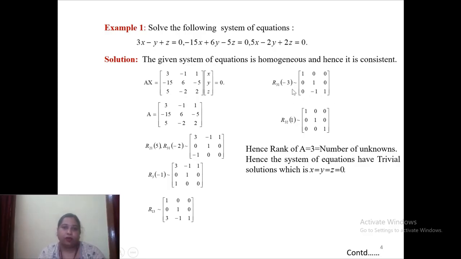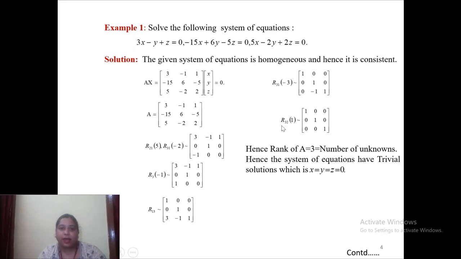Okay, now we'll try to reduce more. As we can see, now you will keep this element as it is, a21 and a22 as they are. With the help of this second row, we'll make these elements 0, because the number of non-zero rows is equal to the rank of the matrix.